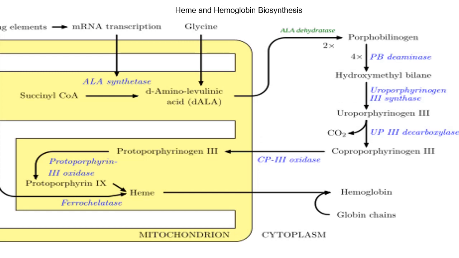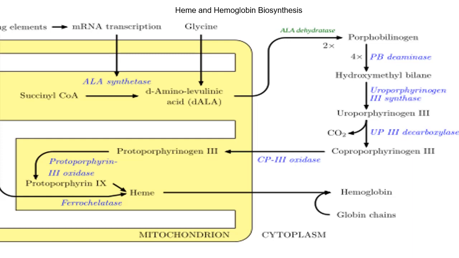Normally, porphyrins are involved in the synthesis of heme, the non-protein part of hemoglobin, and hemoglobin, which is a protein involved in oxygen transport to body tissues.